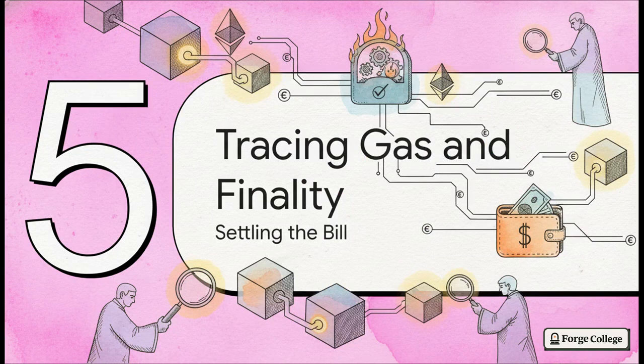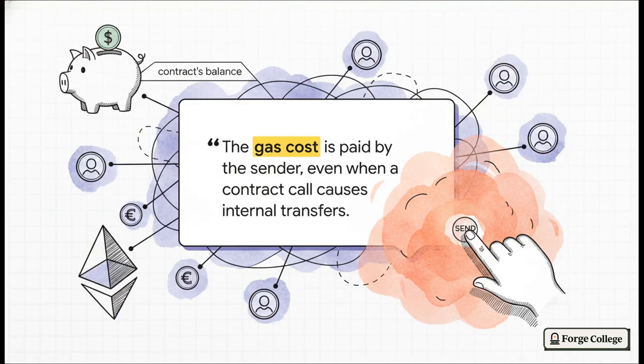Section 5. Tracing gas and finality, settling the bill. Okay, once a block is finally executed, we have to figure out who actually paid for the mechanical work. Listen closely, because this is a massive trap for beginners. The origin EOA always pays the gas, always. Ether loss to fees is never deducted from a contract's balance. Even if a smart contract ends up routing money to 5 different people, the person who initially hit send on the EOA is footing the entire bill.